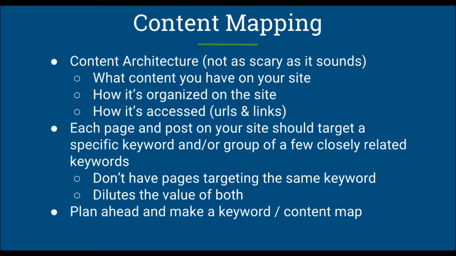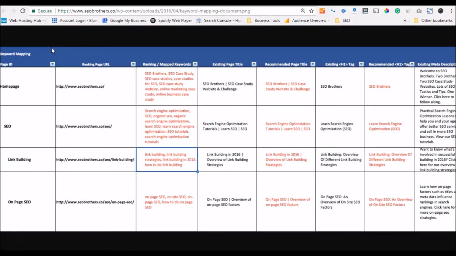Here is an example of a content map by SEObrothers.co. We can see that they've got all of the components of successfully mapping out the current content on their site. Here's how to use it for your own site. You can make a sheet like this in Excel or even Google Sheets. The main components that you're going to want to focus on are this page URL first of all.